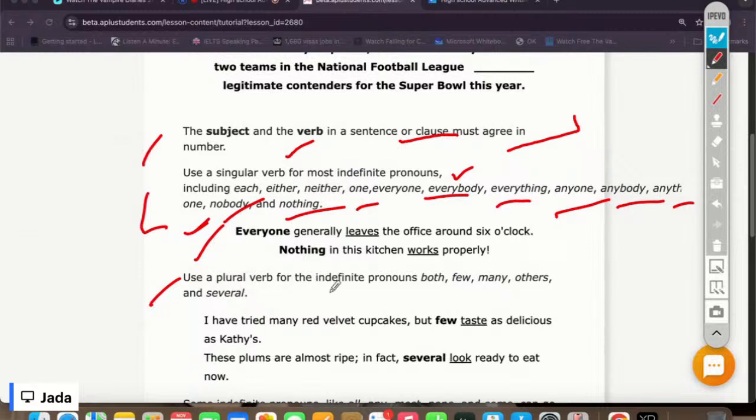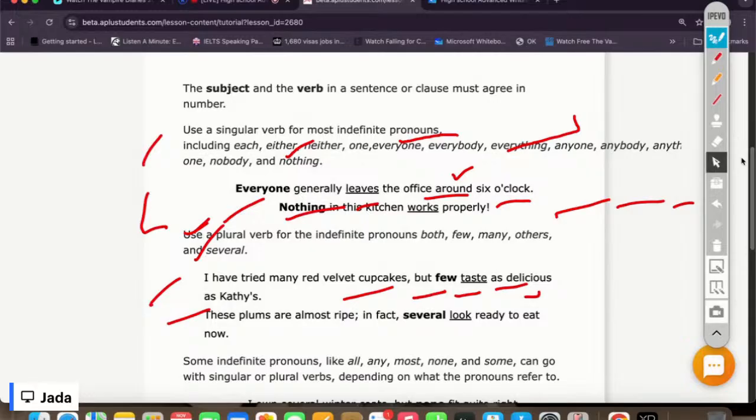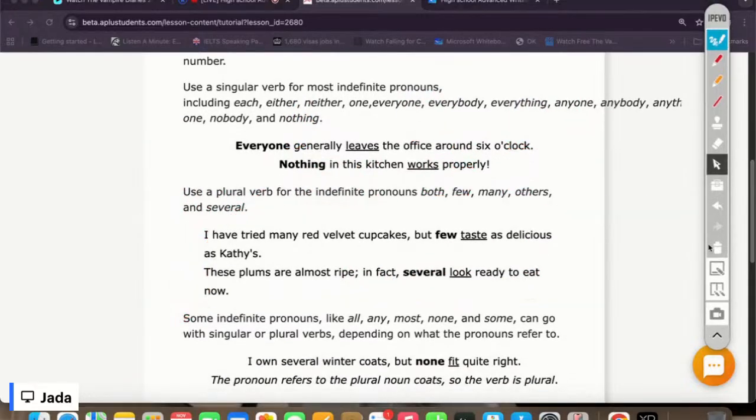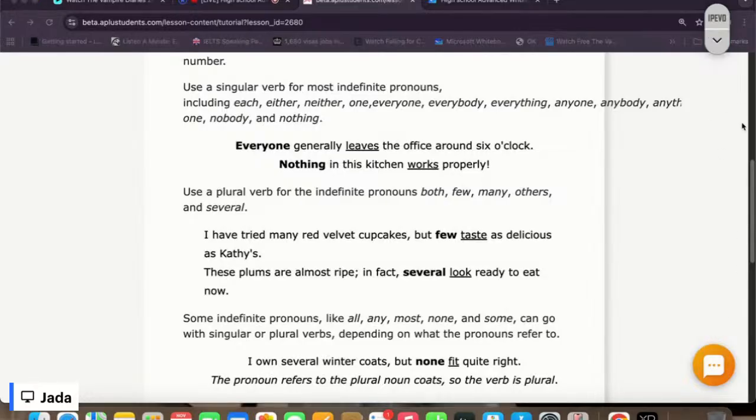So use plural verb for indefinite pronouns like both, few, many, others, and several. So whenever you see both, few, many, others, and several, it is for the plural, okay? So I have tried many red velvet cupcakes, but few taste as delicious as Kitty's. So these plums are almost ripe. In fact, several look ready to eat now. So when you have these indefinite pronouns, you have to use them with the plural verbs. Okay.